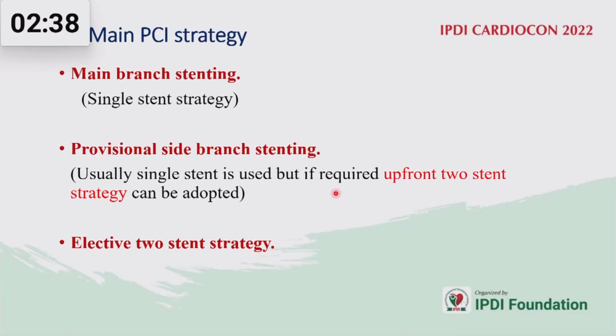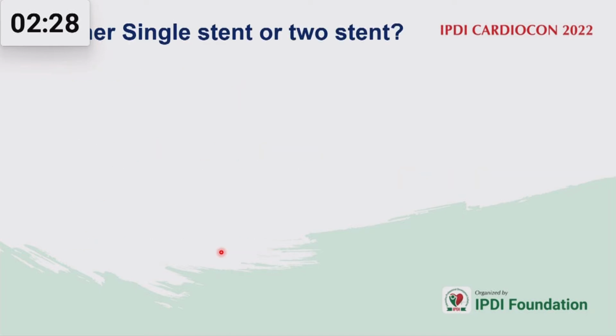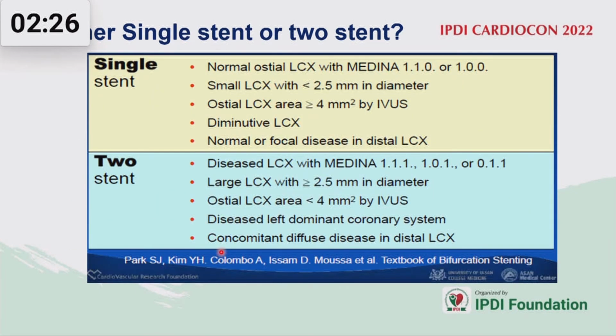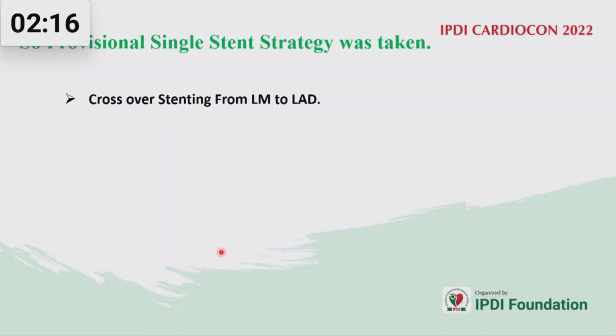What are the types of left main stenting? Main branch stenting, if it is confined up to the carina, single stent stenting. Provisional side branch stenting, where usually a single stent is adopted, but if required, an upfront two-stent strategy can be adopted, and elective two-stent strategy. These are the three forms of left main stenting. Single stent is used if the LCX ostium has small disease and is small, and two stents if the LCX is large caliber and dominant.